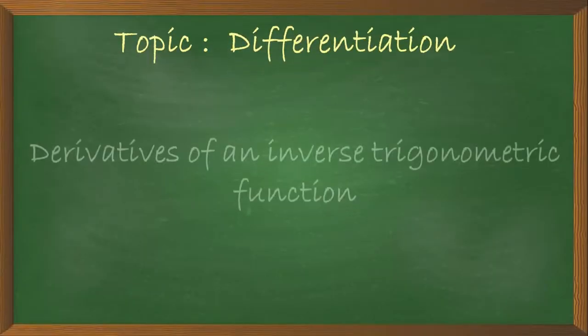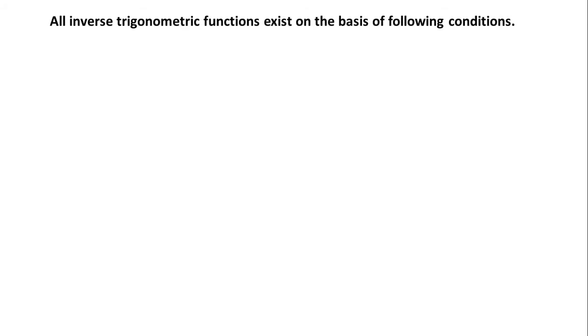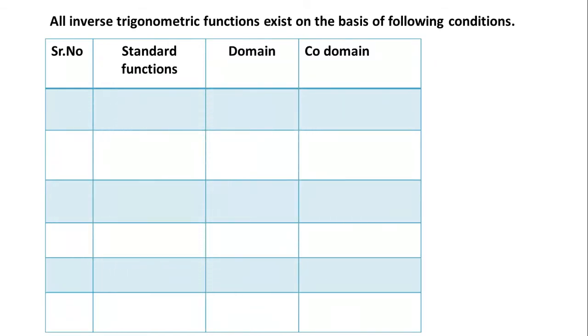Today we are going to discuss the concept of the derivatives of an inverse trigonometric function. In particular, we have to study that all inverse trigonometric functions exist on the basis of the following conditions, means the original function must be one-one and onto. So what are the conditions for the existence of inverse trigonometric functions? That we will study by this table.